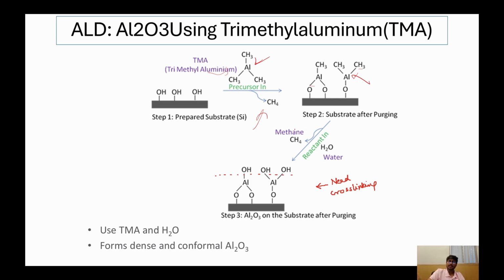Okay, this methane is removed, and then it reacts with water. As it reacts with water, this methane gas again will be released, and finally you will get this kind of layer over the substrate. This is one single layer of aluminum oxide, and finally you will get an OH terminated surface, and again you came to this position again.